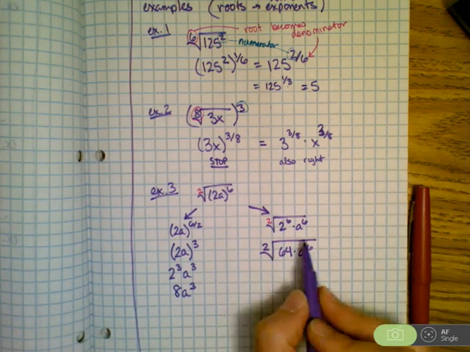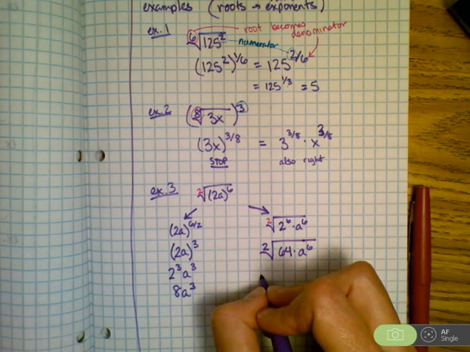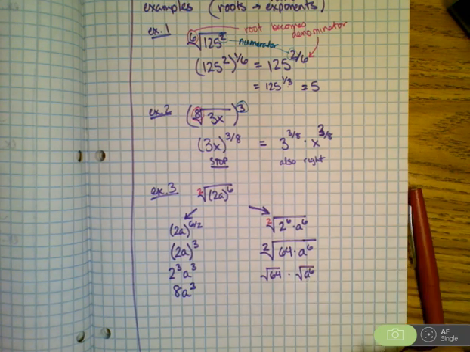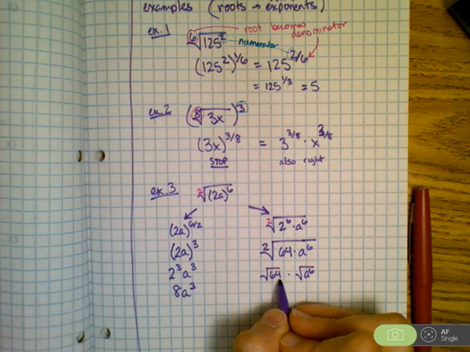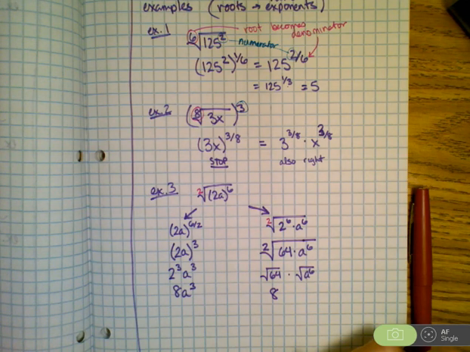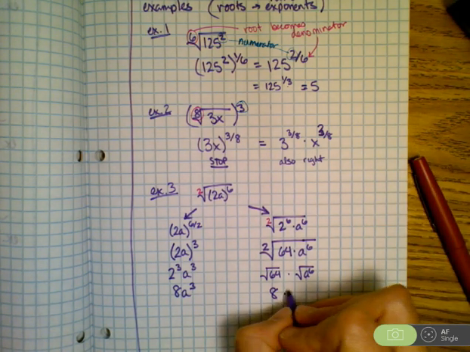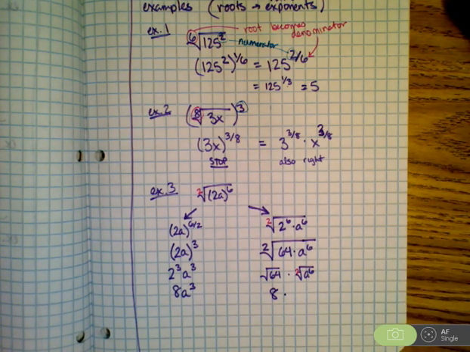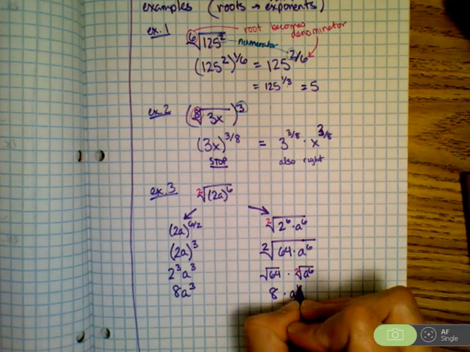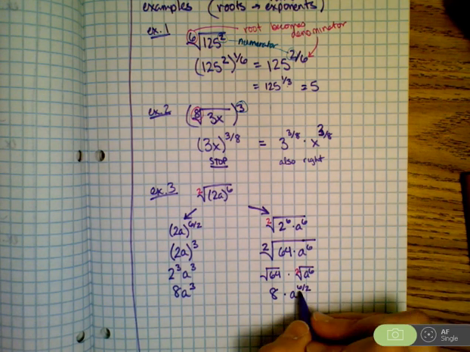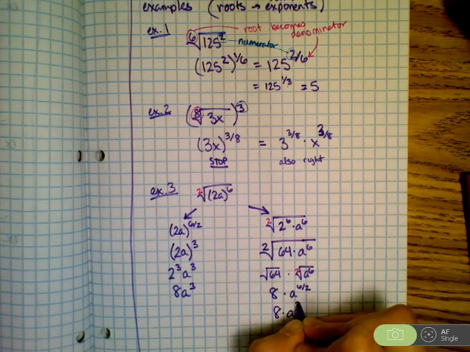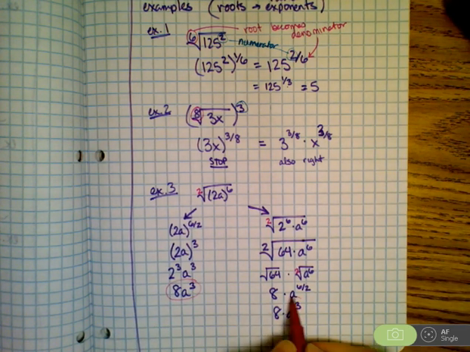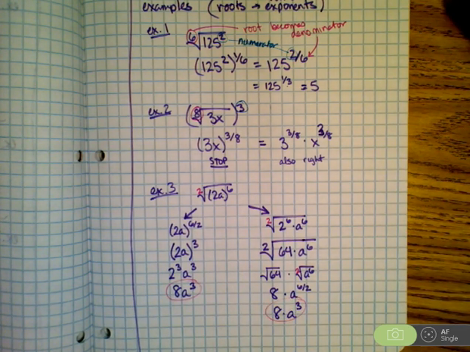Well, now we can't do anything more with this, but we can break this up into the square root of 64 times the square root of a to the 6th. Square root of 64 is 8, because 8 times 8 is 64, times, remember this, whoops, needs a 2. 2 becomes the denominator, a to the 6/2, but 6 divided by 2 is still 3. So either way that you solve that problem, you get the same 8a to the third when you're done.